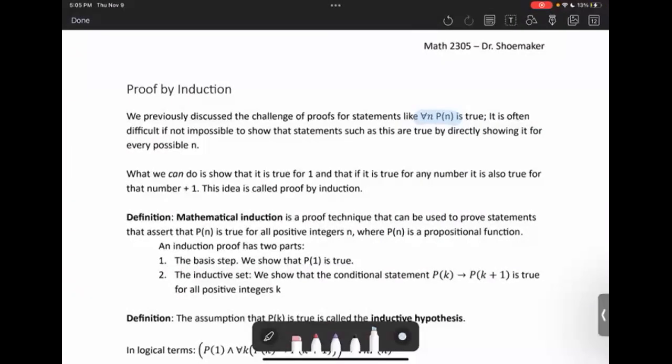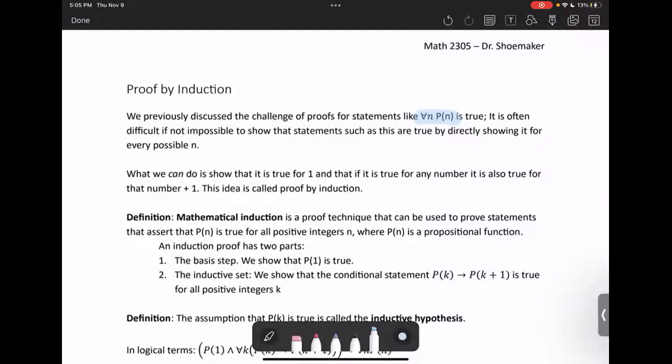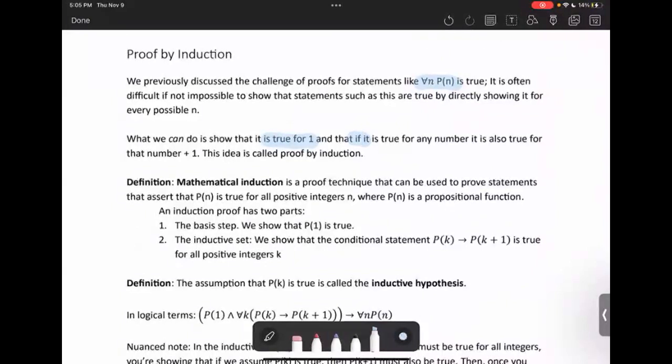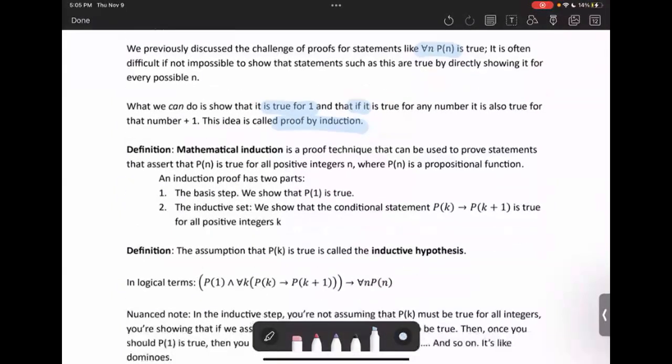Sometimes we can do the things we were doing, like, for all n, if n is odd, then n plus 1 is even, right? That one we can show directly. But there are many proofs that we've talked about, and many other times in computer science and mathematics, where you cannot directly show this, right? So what we want to show is that it is true for one, and then if it is true for any number, it is also true for that number plus one. This idea is called proof by induction, right?